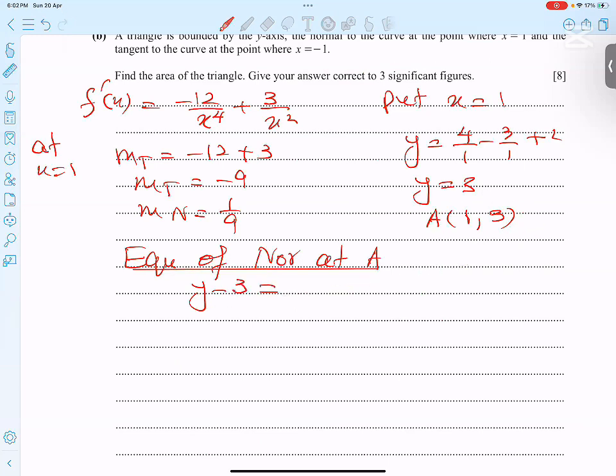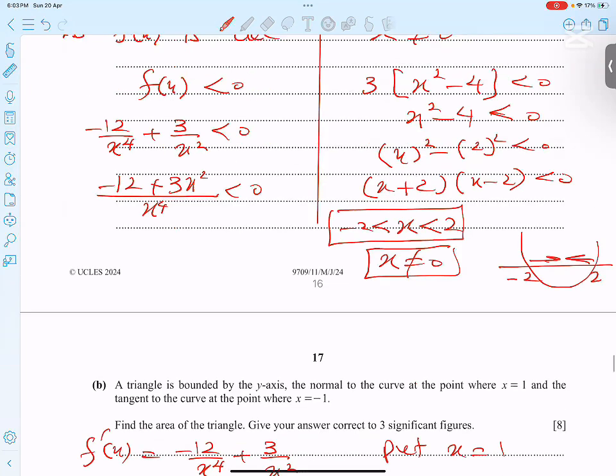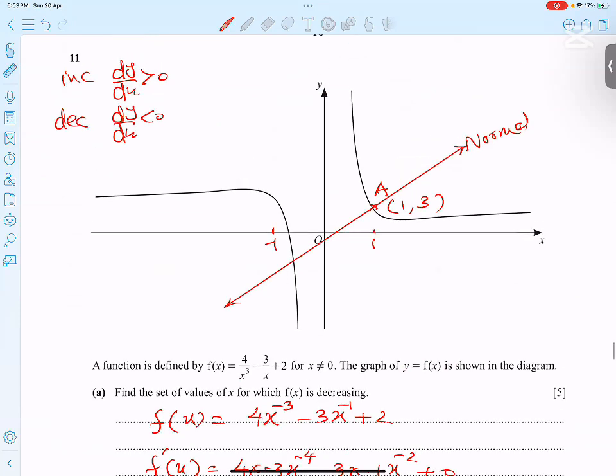y minus y1 equals m times x minus x1. Since 9 multiplies both values, I got 9y minus 27 equals x minus 1. And finally, I got it, but I'm looking for a very important point. This is the intersection point I'm looking for. So how do we find this point of intersection?